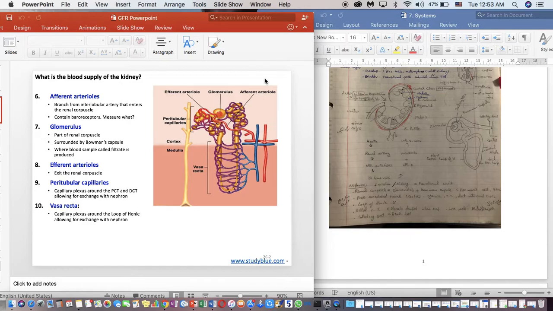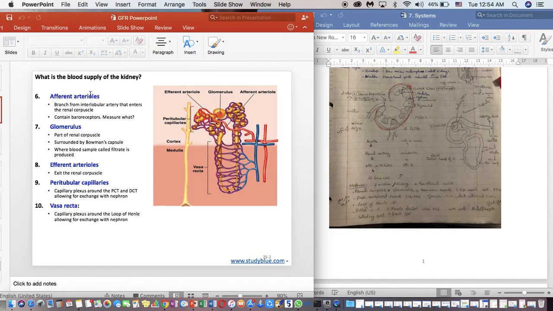So, let's get started. Last time we started the kidney, the renal system. Now we're going to continue with the blood supply of the kidney. And if you already remember, as we mentioned, the biggest artery which supplies the whole body is the aorta. The aorta comes from the heart, and then it gives the renal artery. The renal artery gives us the afferent arterioles.